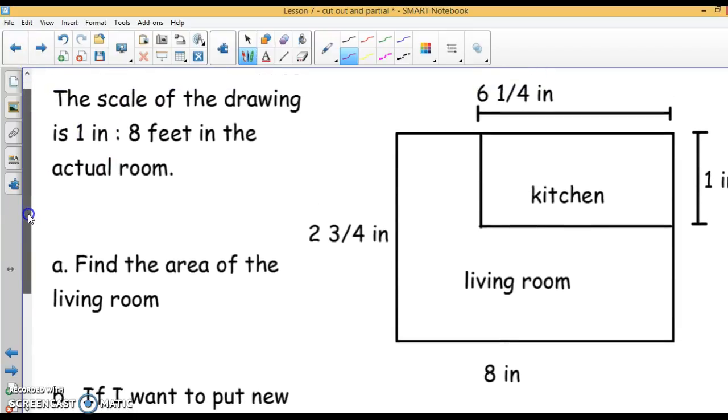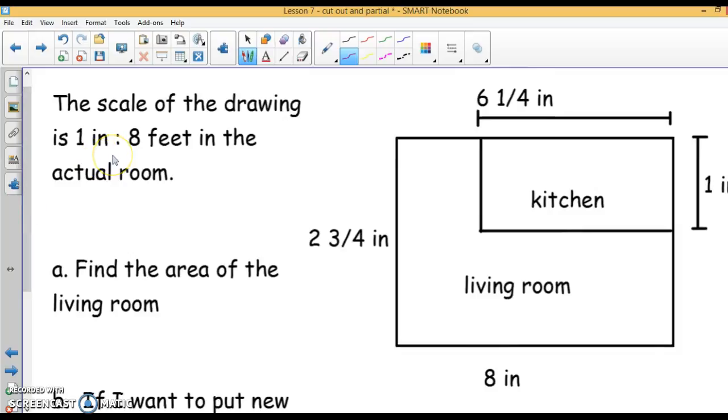This one. The scale of the drawing is 1 inch is 8 feet in the actual one. Find the area of the living room. You know what? We're not going to do this one on this. We'll do it in class.